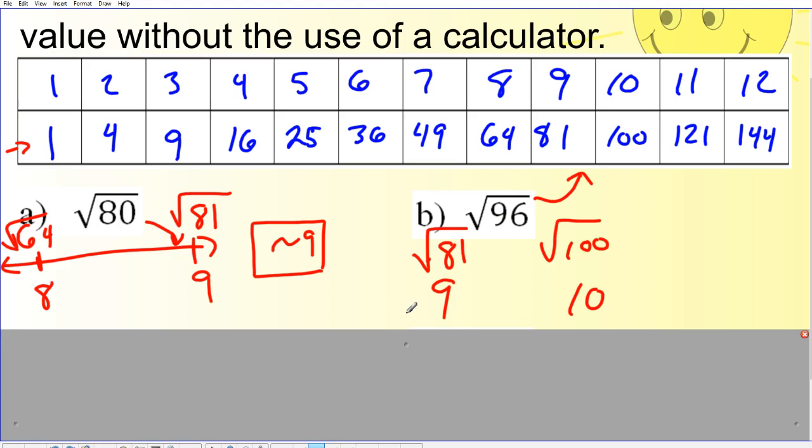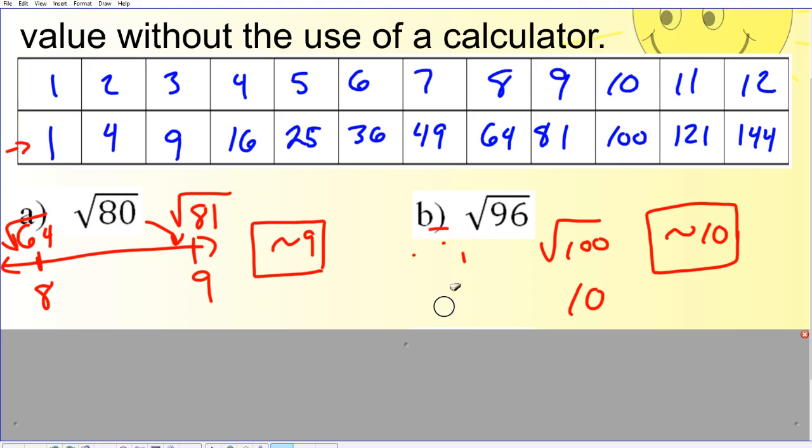Is it closer to 9? Is it closer to 10? Is it right in the middle? Well, here, it's closer to 10. So I'm going to say the square root of 96 is about 10. It's approximately 10. That's all we're doing. We're seeing which two perfect squares are around that number, and then we are estimating its value.